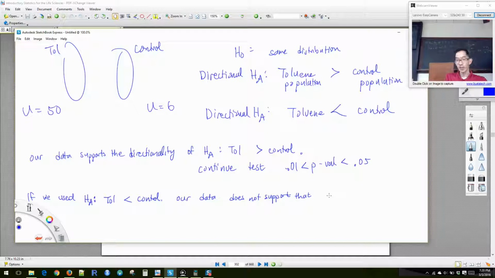If you insisted on continuing the test to get a p-value, you still have the same exact thing, except now, because you know your data goes in the opposite direction of the alternative, your p-value will be basically 1 minus these values. So my suggestion would be to just stop the test and say we do not have evidence to support the alternative.